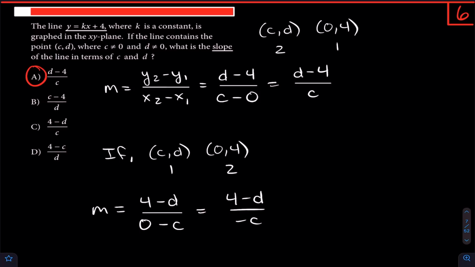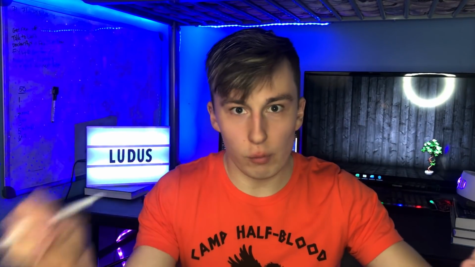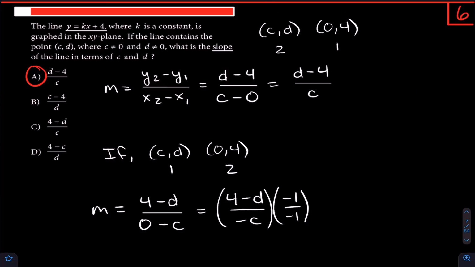So what do we do? How do we get this to look like this? Well, what we can do is notice, hey, this denominator is negative, and if you look at all our denominators here, they're all positive. So why don't we just multiply by a negative 1 over negative 1, right? We multiply by a negative 1 on the top and a negative 1 on the bottom. If we do that, that's going to give us a positive denominator.